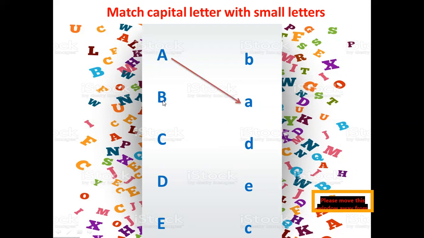After A, our next letter is B, but this is the big B. So, you have to find the small b. Start from the start. This one is the small b. Match it, okay? C. This is the letter C.